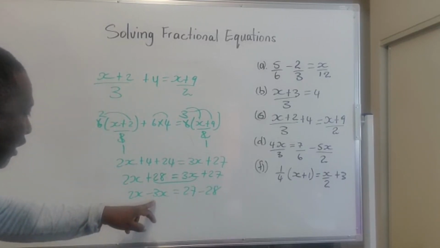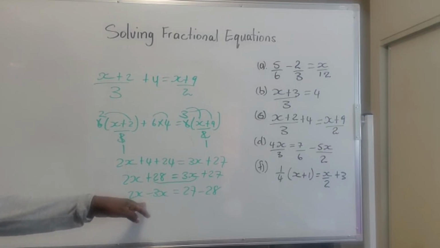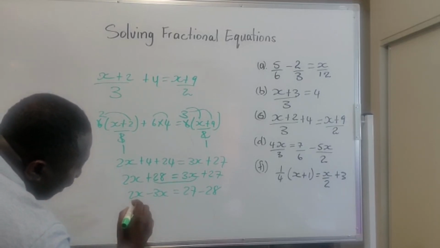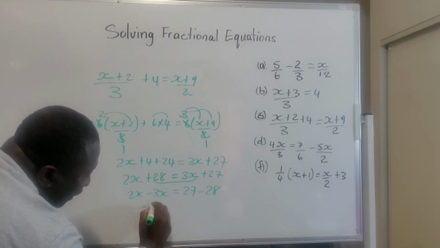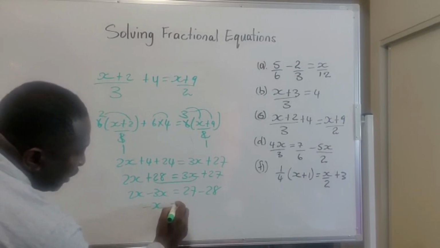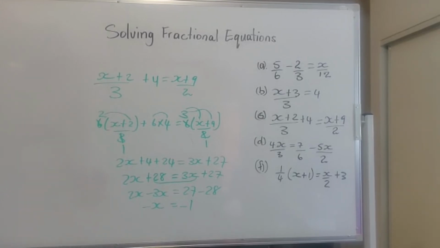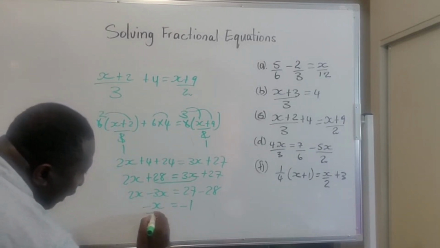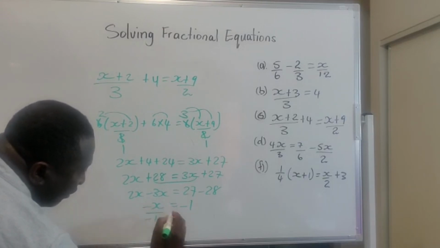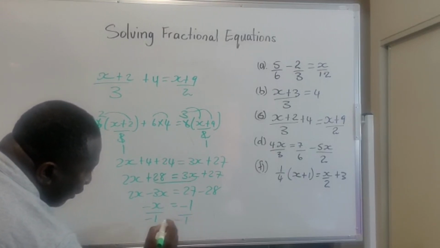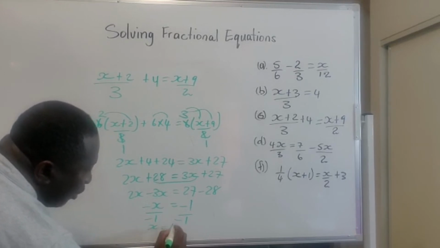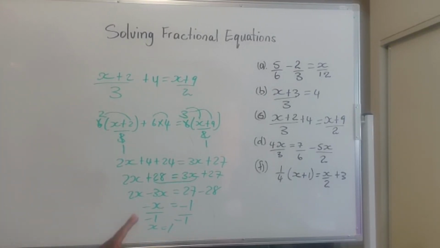So I now do subtraction, keep the sign of the larger numerical value. This leaves us with negative x is equal to 27 take 28, negative 1. To find the value of x, guys, x is negative, so I divide both sides by negative 1. Therefore, x is equal to positive 1. So in this example here, x would have been equal to positive 1.